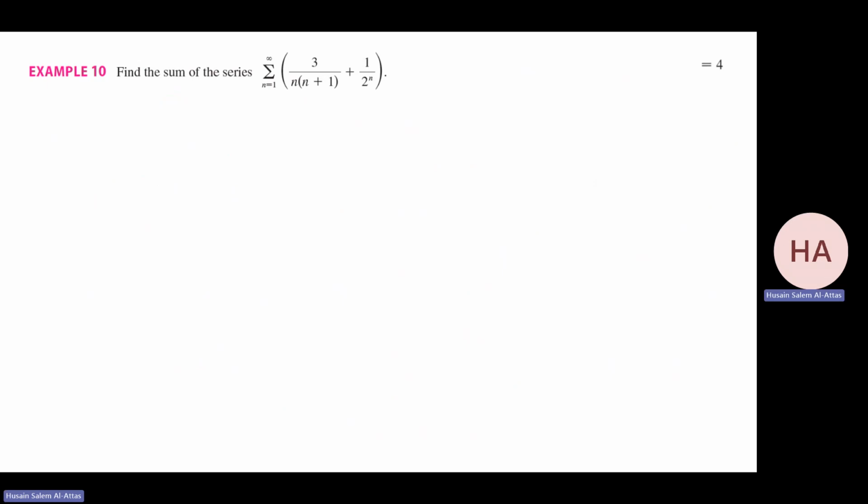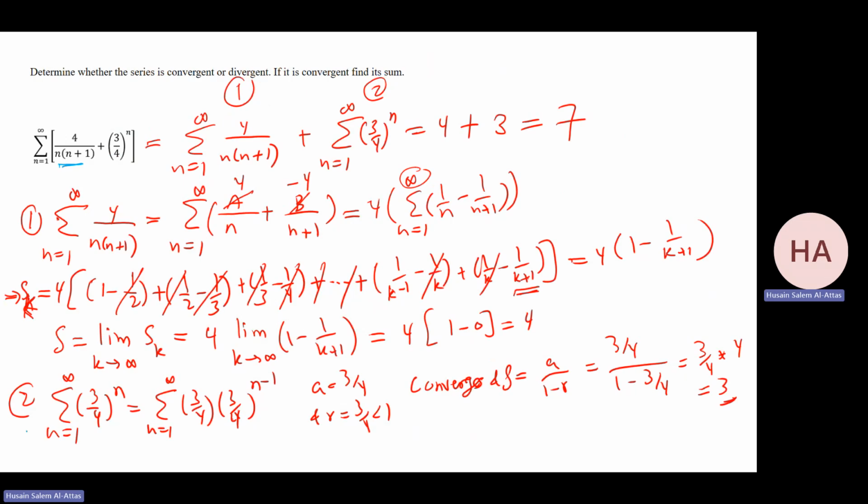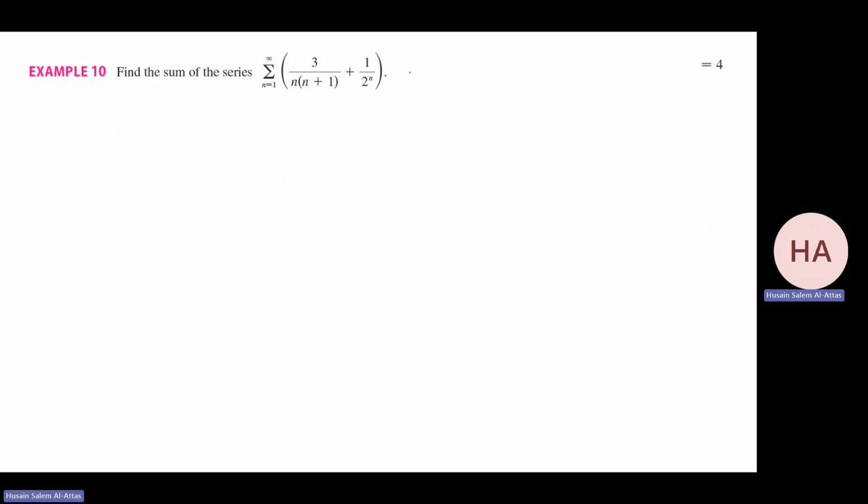What about this? Find the sum of this series. Like what we did in this one, I will split it in 2 parts. Then I will do each part alone. This one will be summation n equal 1 to infinity of 3 over n plus 1, the first one, plus summation n equal 1 to infinity of 1 over 2 to the power n. So I call this one 1, I call this 2. I'll do the first one, then I'll do the second one.